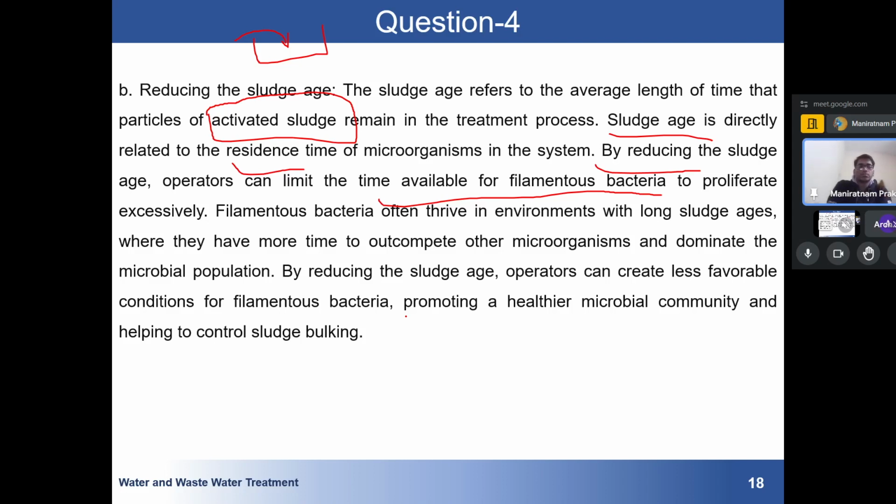So remember, the reason for sludge bulking is the presence of this filamentous bacteria. Now, somehow you remove the filamentous bacteria, or you just create such an environment that no such growth is seen. So that will help in the control of sludge bulking.